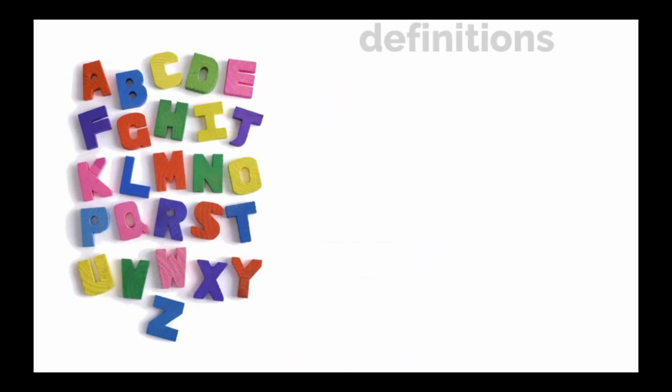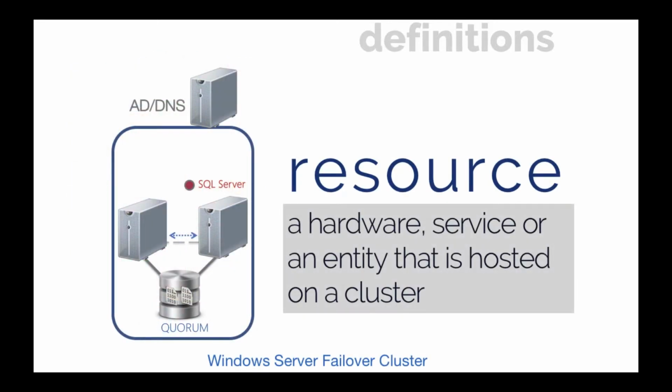Let's look at some definitions here and understand the different components that make up a Windows Server Failover cluster. This will give us a better understanding when we start troubleshooting issues, particularly outages, with a failover cluster. Let's start with resource. A resource is a hardware, a service, or an entity that is hosted on the cluster.